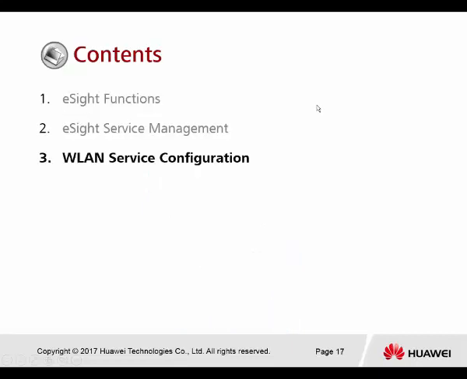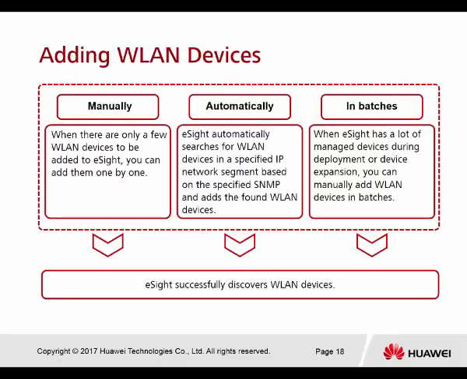Then number 3, WLAN service configuration. Adding WLAN devices. They have three ways. We can enter it manually, one by one, based on the MAC address, or maybe based on a range of IP addresses, and add the device to your eSight.